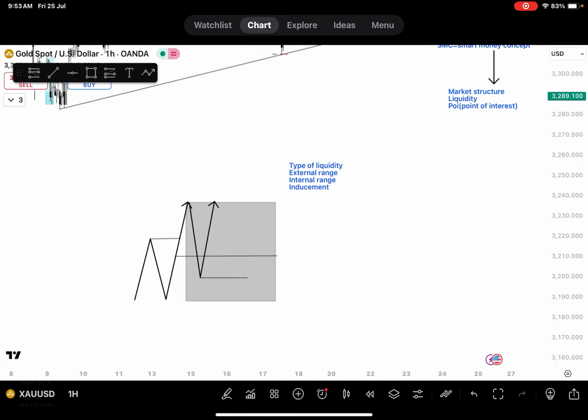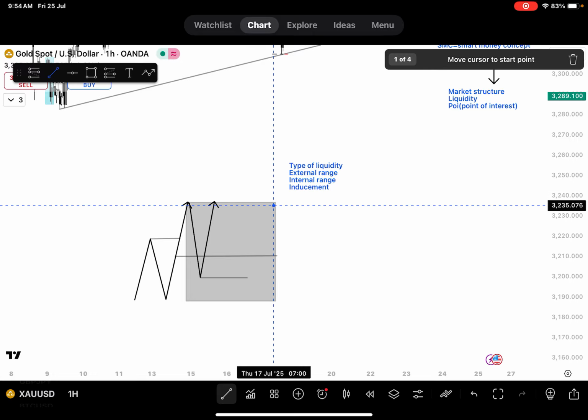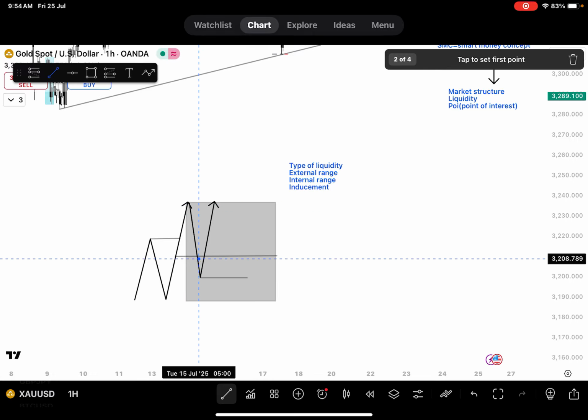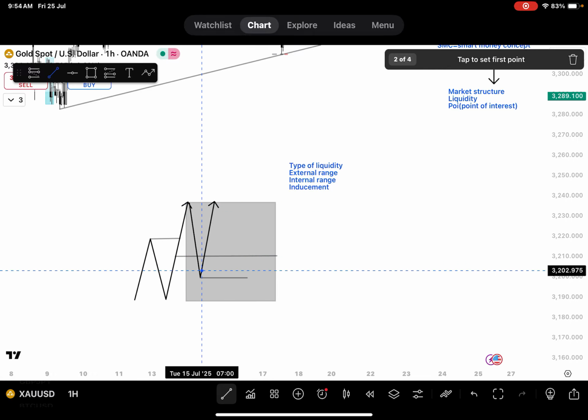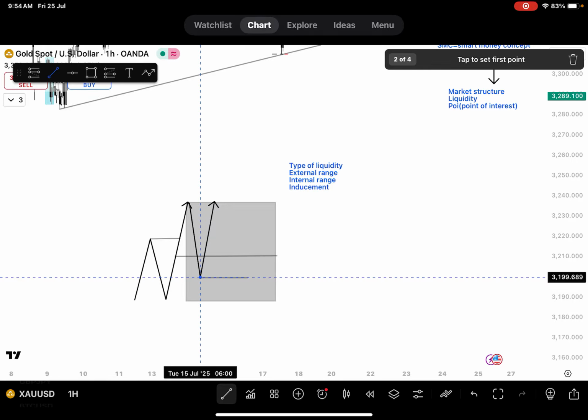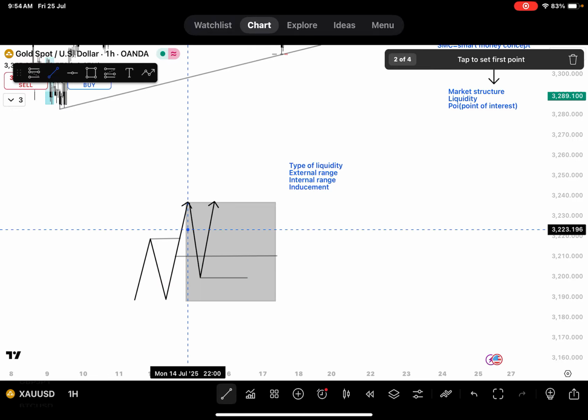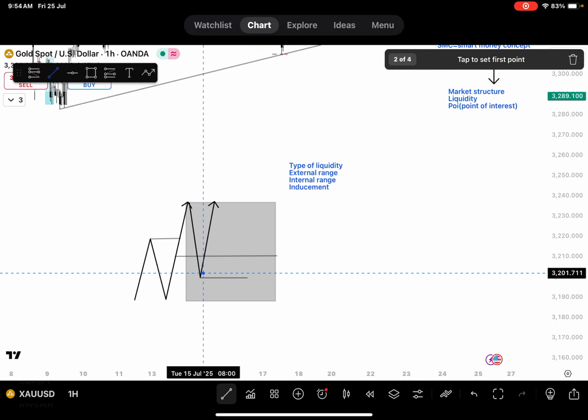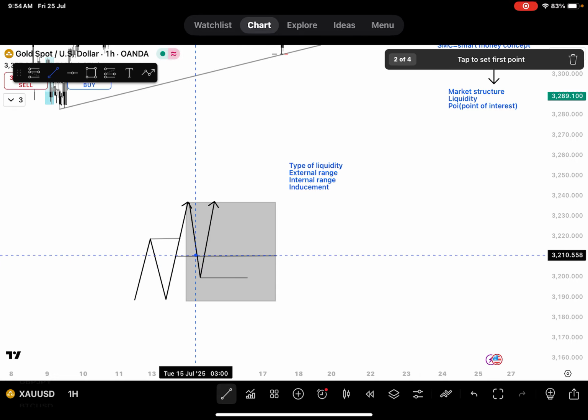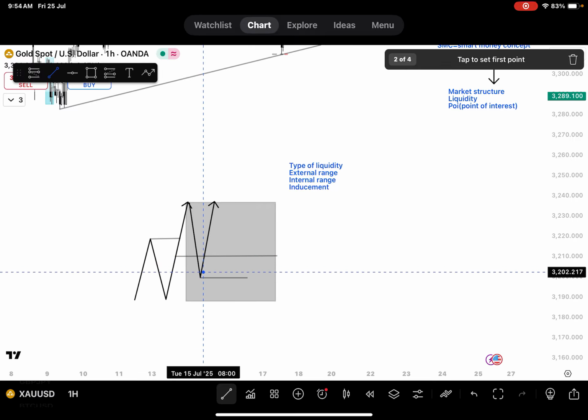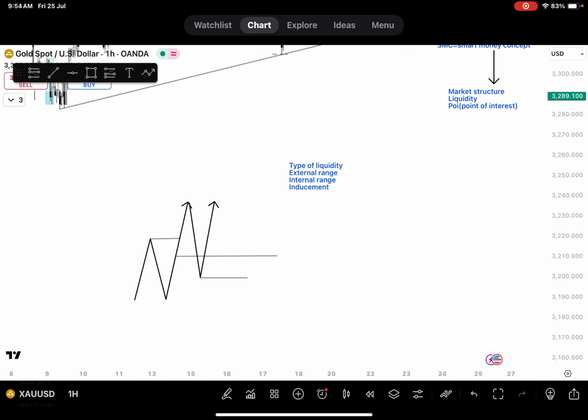Now make sure that the inducement liquidity comes at least 50% or more than 50% into this level for you to know that the inducement liquidity is actually valid. The market has to move down more than the 50% or at the 50% for you to know that it is valid. That is one of the properties that inducement liquidity carries.